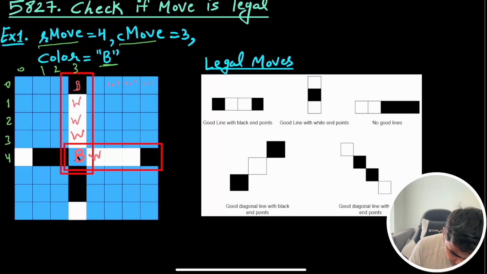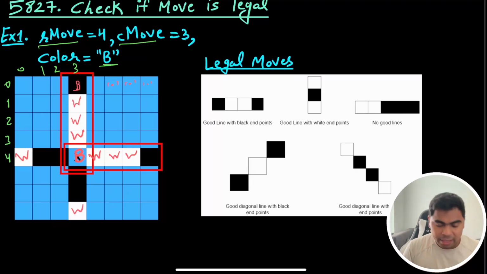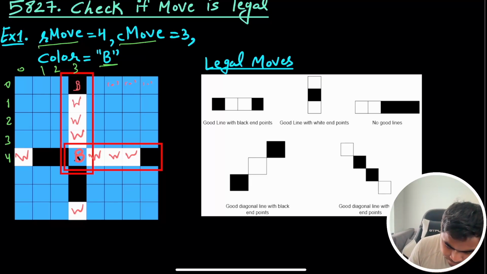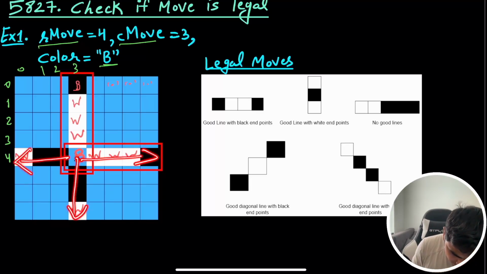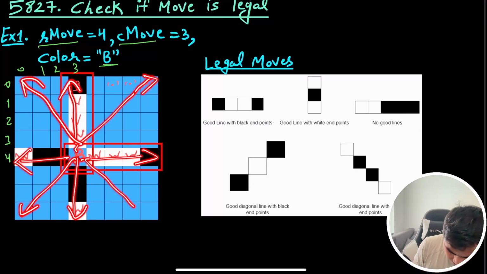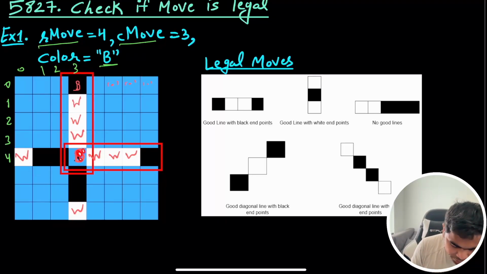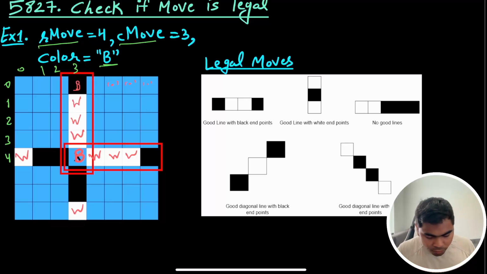Now, after placing this, the game is asking us to check 8 directionally: horizontal, vertical, and all the diagonals. So towards the corner, we are trying to find this way, diagonal, and this diagonal. So these are the 8 directions we will be checking, to see if placing B right here makes a legal move.